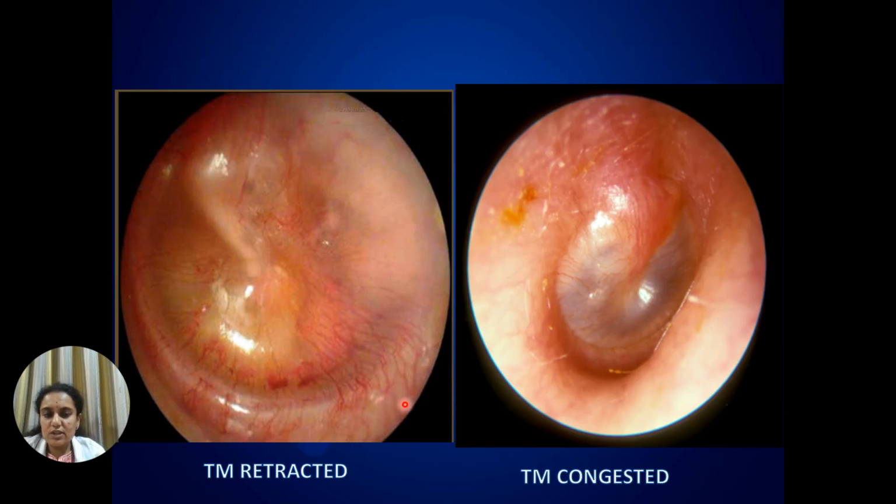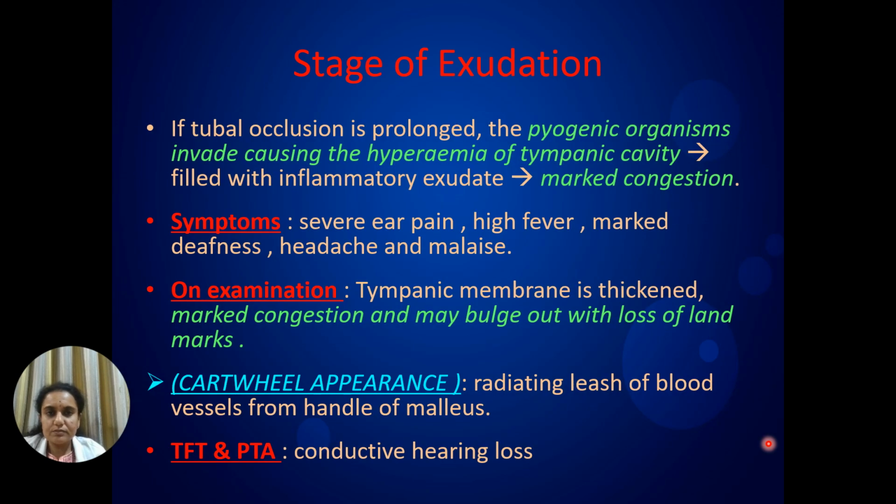Now we'll see the pictures. In the initial stage, stage 1, the tympanic membrane is retracted, with prominence of the lateral process of malleus. Then we can see the tympanic membrane is also congested. So this is the stage of tubal occlusion or the stage of congestion.